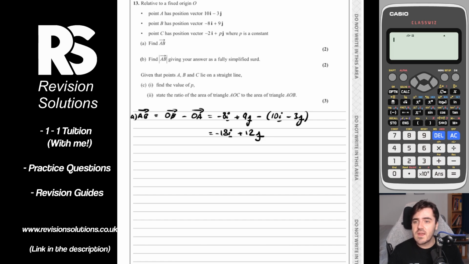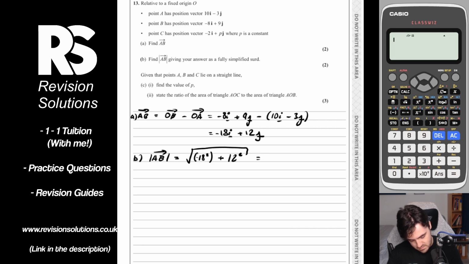Then part B says, find the length of AB, giving your answer as a fully simplified surd. To find the length, we just use Pythagoras' theorem. So using that, the length of AB is going to be equal to the square root of minus 18 squared plus 12 squared. And plugging that in the calculator, we get 6 root 13.